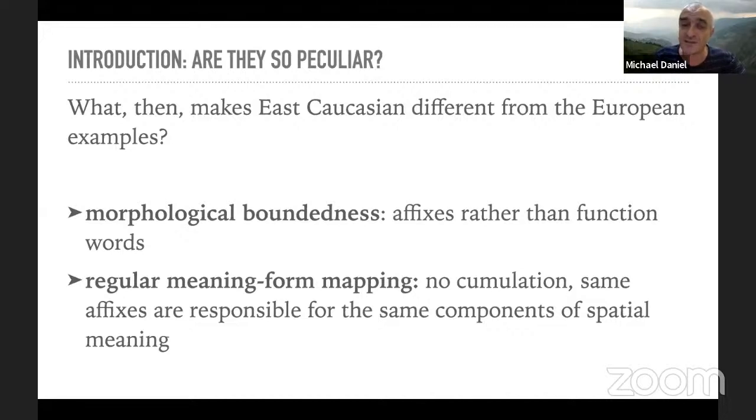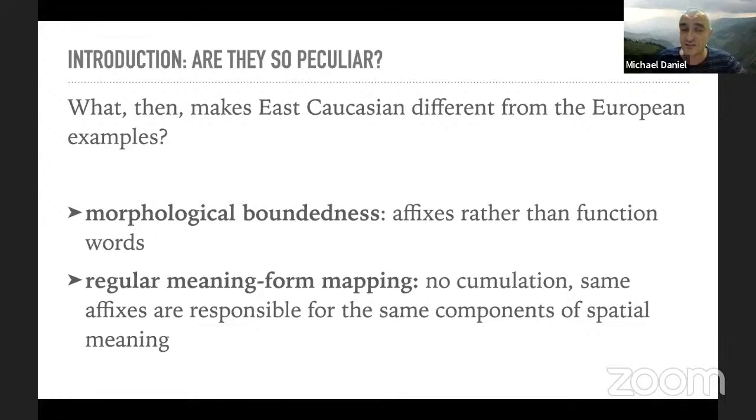And maybe this is something that I will have to pick up at another occasion. I had a section in the presentation that treated the issue of boundedness, but I have to drop it now. Let's accept that these are affixes rather than adpositions, rather than function words. So in English, it's expressed not by bound morphology, but by function words. And this is an obvious thing.